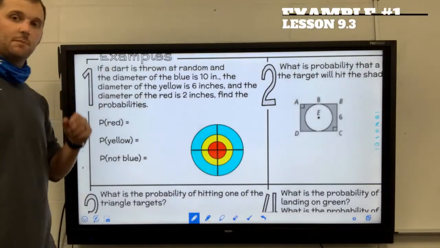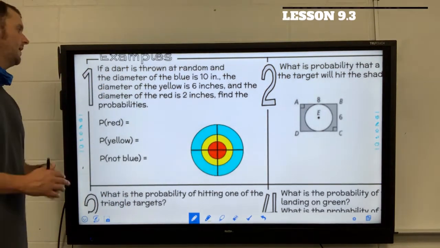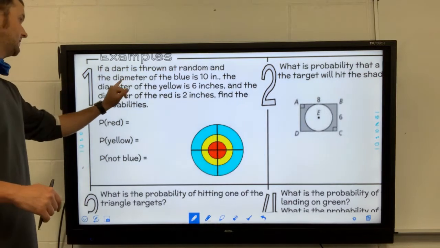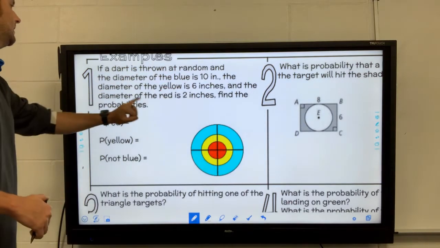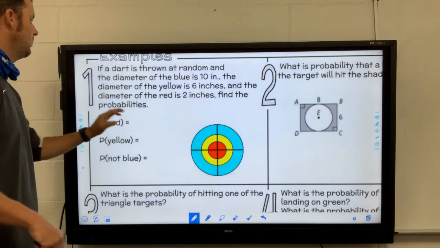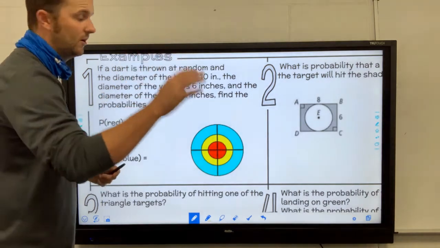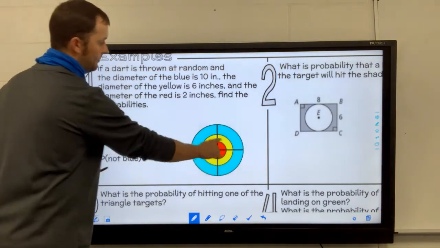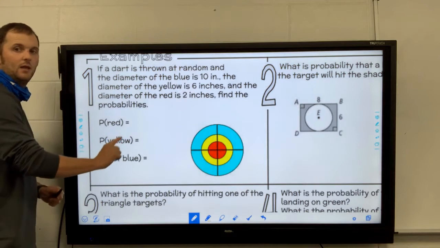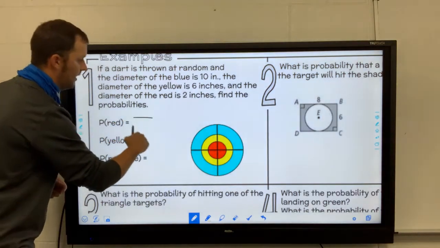All right, so let's look at example number 1. It tells me if a dart is thrown at random, and the diameter of the blue is 10 inches, the diameter of the yellow is 6 inches, and the diameter of the red is 2 inches, we need to find the probabilities. If I was to throw a dart at this target, what would be the probability of me hitting the red? So I'm comparing their areas. Remember, I have to do the total area on the bottom.